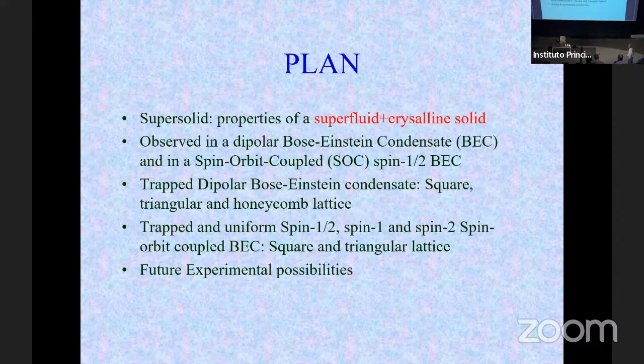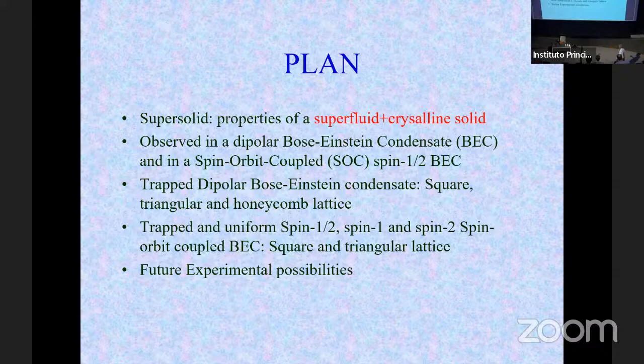And trapped and uniform spin half, spin one and spin two and even spin three systems, they show different types of symmetries. So apart from mean field calculation, you can do theoretical calculations sometimes using variational approach, and sometimes using the solution of the problem with no nonlinearity, solution of the homogeneous problem. And from those solutions, you can construct these symmetries. And we'll talk about future experimental possibilities.